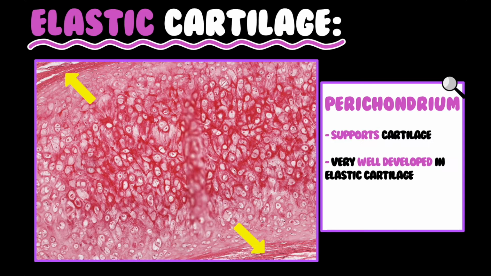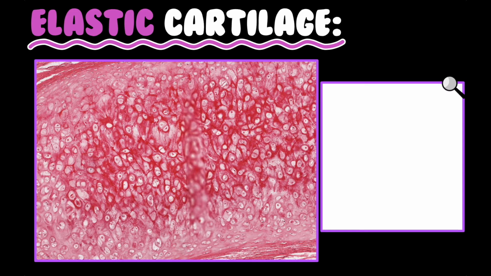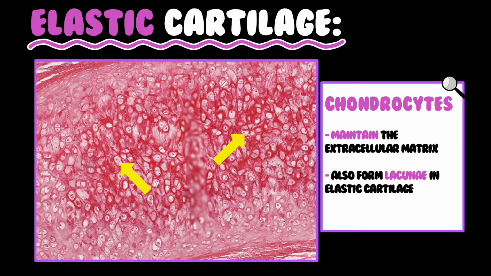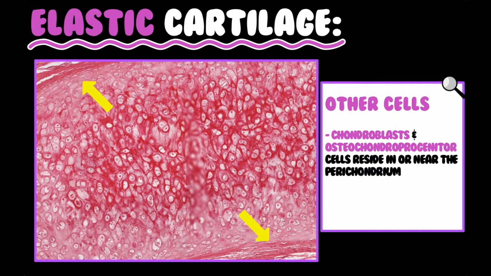The perichondrium once again supports the cartilage and is very well developed in elastic cartilage, whilst the chondrocytes maintain the extracellular matrix and also form lacunae in elastic cartilage, whilst the other cells reside in or near the perichondrium.